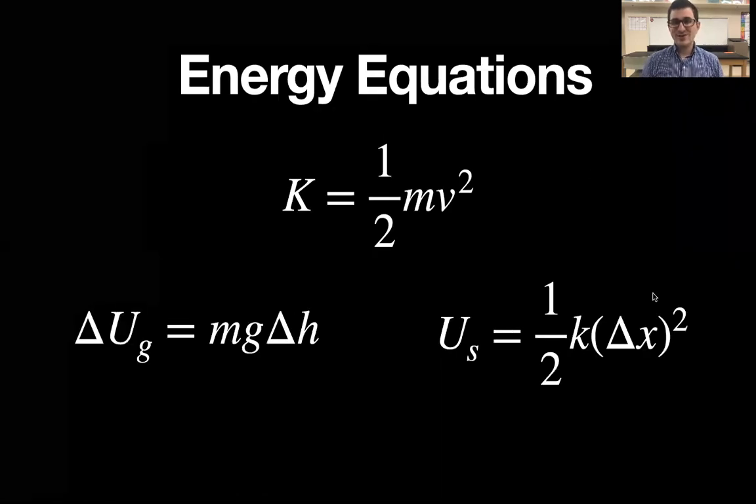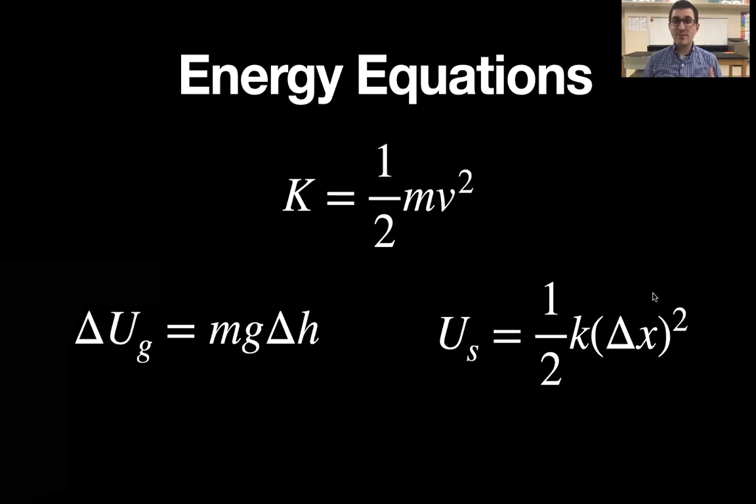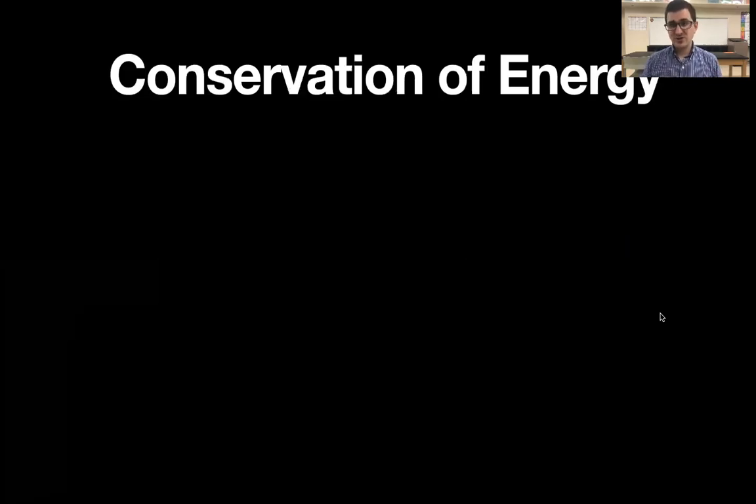So in the previous videos in class, we have derived these energy equations. Kinetic energy is 1/2 mass times the speed squared. Gravitational potential energy changes based on when you change the height, proportional to the force of gravity on the object. And then the spring potential energy is 1/2 times the spring constant times the stretch squared. So now that we have these equations, we can use them to solve problems by applying the conservation of energy.